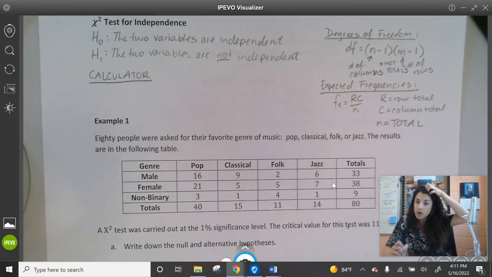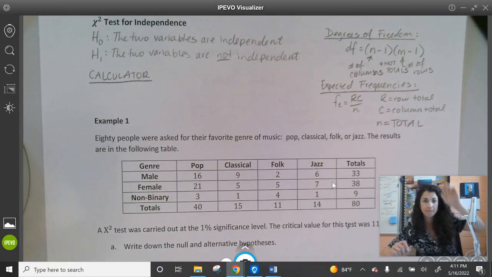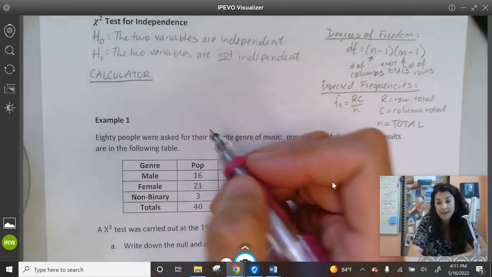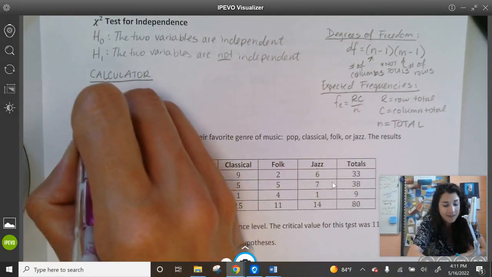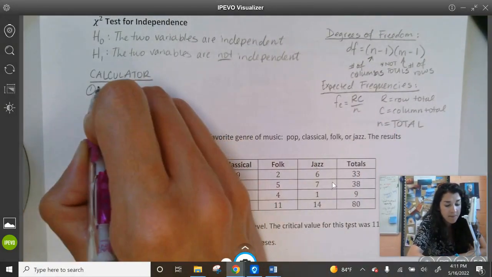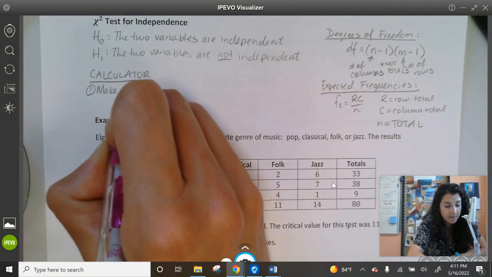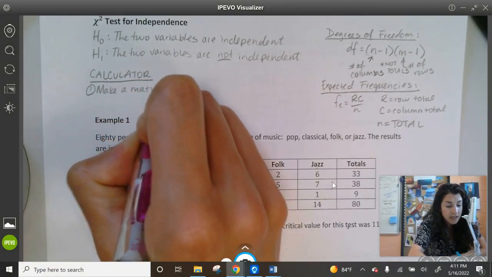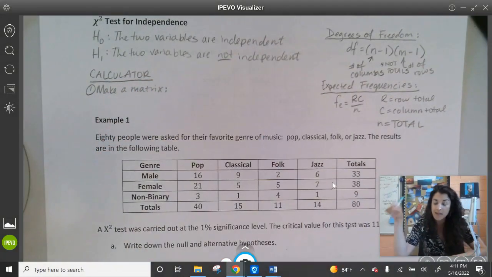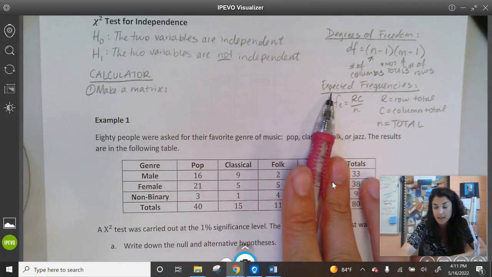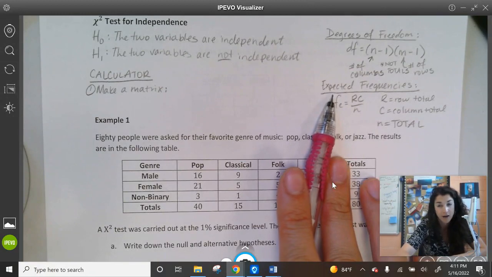I encourage TI-84 users to also write down the steps here once you know them. Just go ahead and write down the steps, and then we'll talk about it later. So the first thing you have to do is make a matrix. The matrix that you make will only be the observed values. So we only get observed values, which is why expected values are something that you might have to calculate.